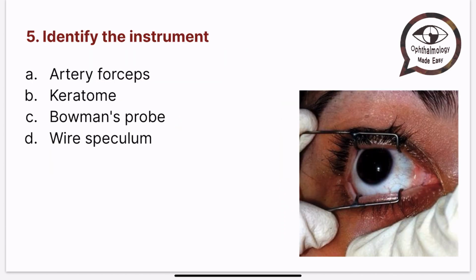Okay, so the next question was, identify the instrument. You can see a wire speculum here. Okay, so this is called a universal wire speculum, and what it does is it basically helps in making the eyeball exposure. Okay, so used in the ocular surgeries for eyeball exposure. Okay, let's move to the next question.